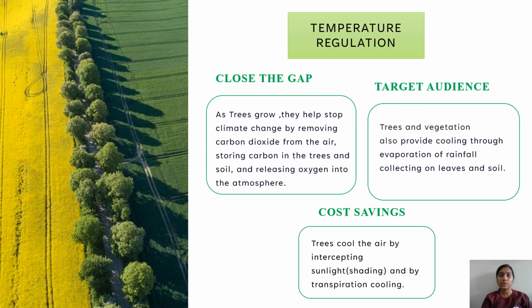Next, temperature regulation. Climate change mitigation: as trees grow, they help stop climate change by removing carbon dioxide from the air, storing carbon in the trees and soil, and releasing oxygen into the atmosphere. Trees and vegetation also provide cooling through evaporation of rainfall collecting on leaves and soil. Cost savings: trees cool the air by intercepting sunlight and by transpiration cooling.